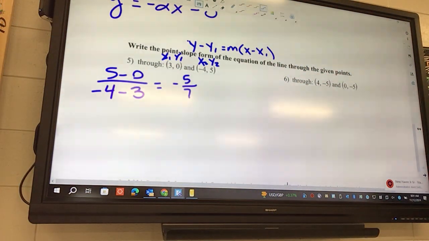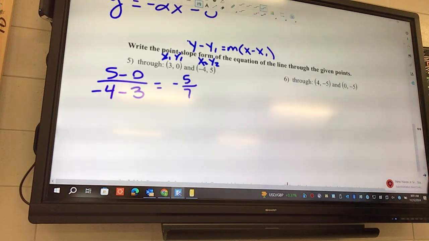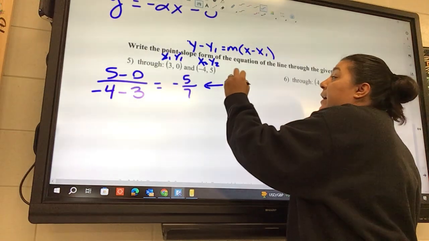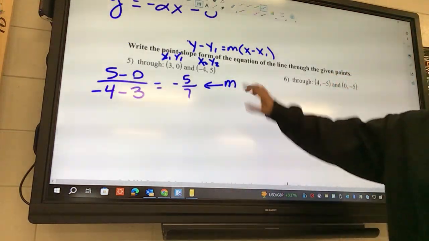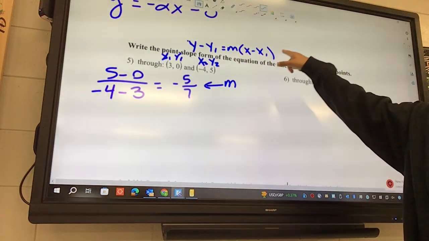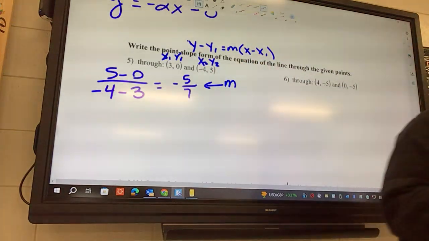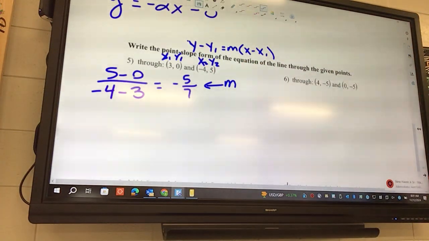Okay, and what is that? What were we finding? What letter did we just find then? Look at the formula that we just used. What letter did we find? M, or our slope. Okay, so this is my M now. Do we have enough things in order to do this? Yeah, we do. We got an X1, we got a Y1, and we also have an M. So we've got enough to do this. So now we can go ahead and use this formula.